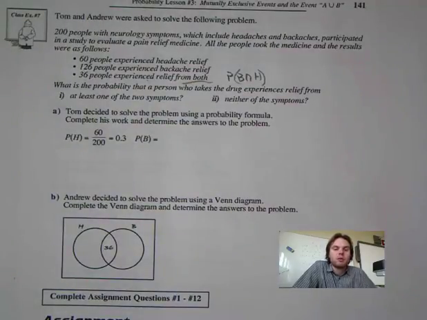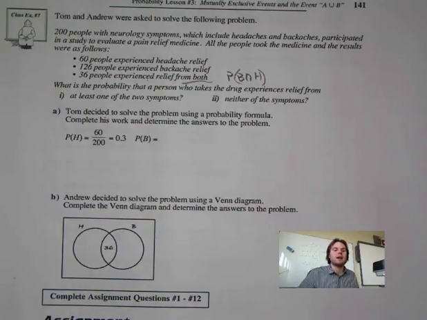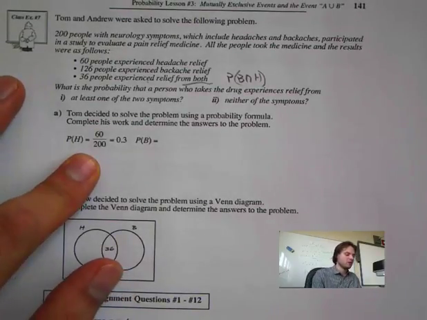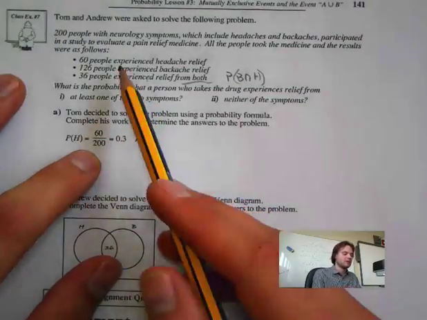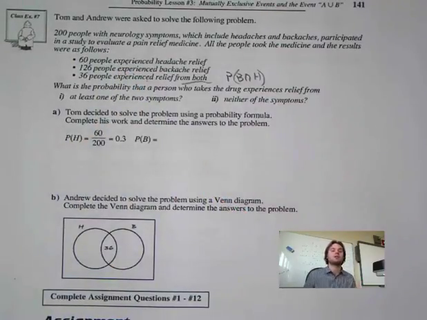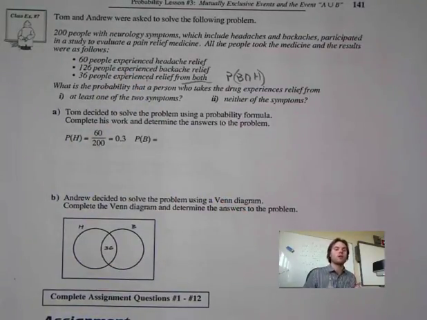So what is the probability that a person takes the drug and experiences relief from at least one of the two symptoms? If we're using the probability of at least one of the two symptoms, that is this or this. So at least one, it's this or this. Okay? But it could also be "and" that.